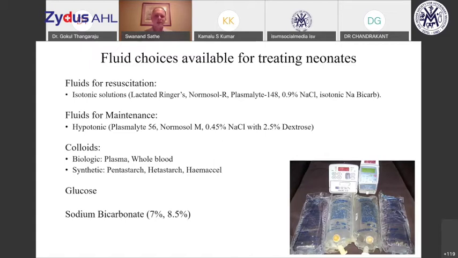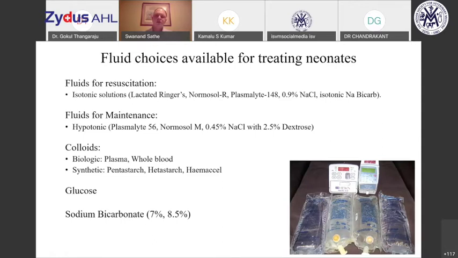For maintenance needs, always use hypotonic fluids and not isotonic fluids. So you can use half-strength sodium chloride with half-strength dextrose. You can use Plasma-Lyte 56 and Normosol-M. You can actually make hypotonic solutions from isotonic solutions by diluting them with sterile water, and we'll discuss this later on. You can use colloids for maintaining blood volume.